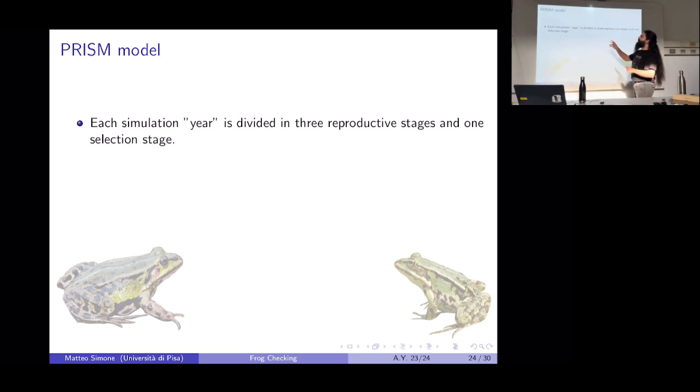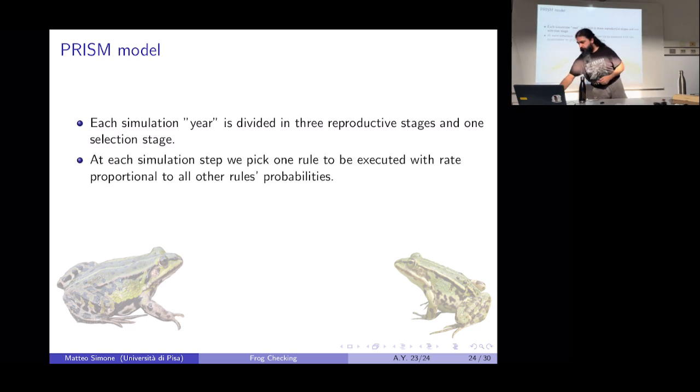So each simulation year is divided in 3 reproductive stages, 1 selection stage. During the reproductive stage, all females try to mate. They do mate. And during the selection stage, each frog tries to survive, with the rate we have shown before. If they do not survive, they die and they get taken off the total set. If they're juvenile, they do not just survive, but they do grow old and get into the adult set.